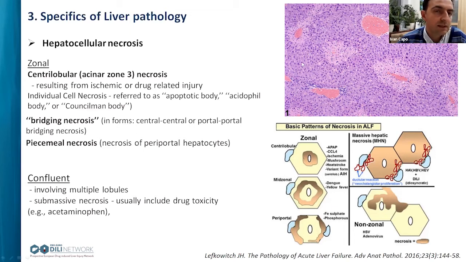Bridging necrosis means that we have a connection between these two central veins, or these two necroses, and piecemeal necrosis means that the periportal hepatocytes at the periphery can also be damaged. Confluent necrosis, which can also be found in the same animal model, sometimes depends on the dose or the duration of this hepatotoxicity.